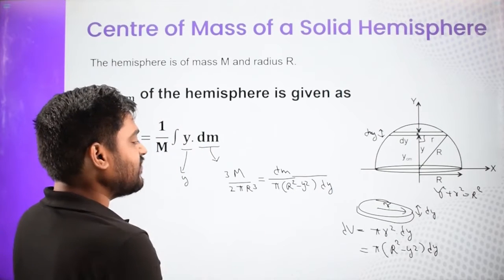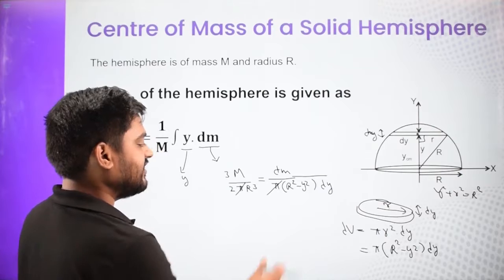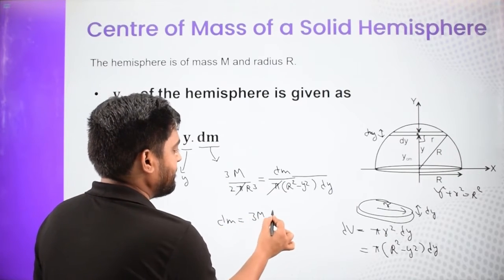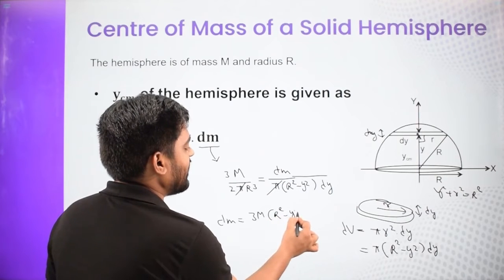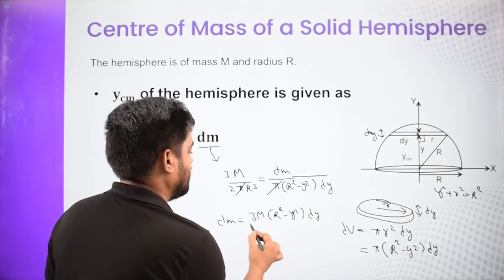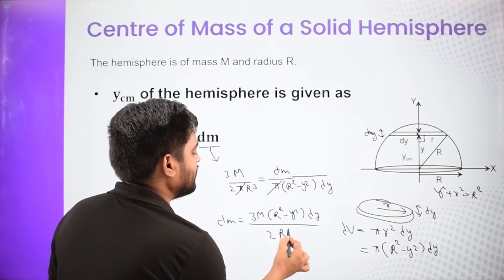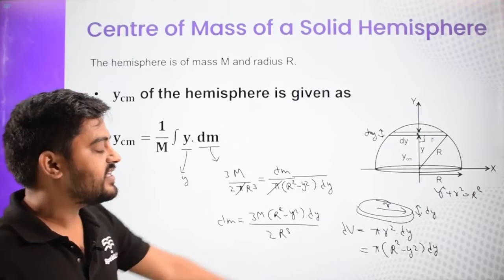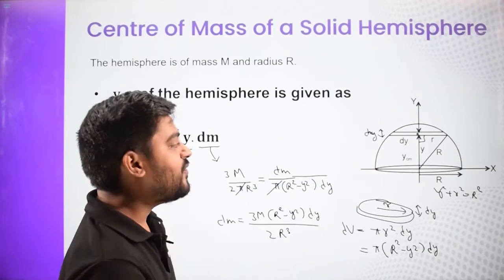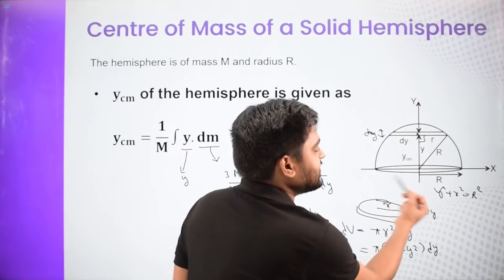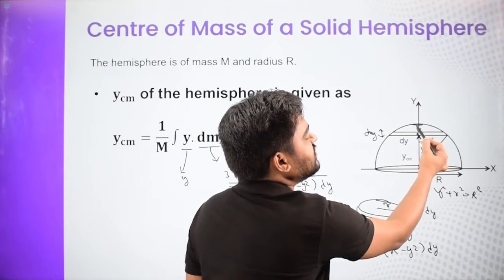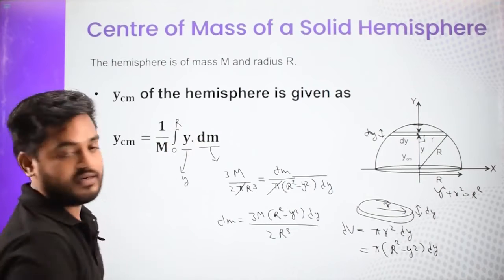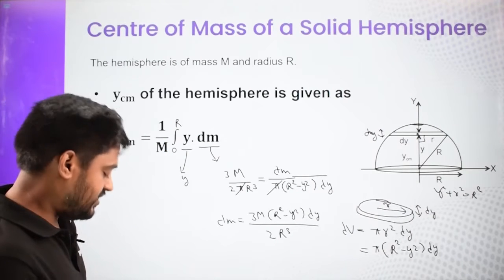And now let us cancel whatever we can. So this gets cancelled and this goes here. So we get our dm equals 3M times R square minus y square, dy, divided by 2R cube. So this is the dm, this is my y. And now let us integrate y. y varies from where to where? When y was 0, we were getting the base. And when y is R, we'll get the topmost layer, right? So y changes from 0 all the way up to R. So let us do this integration.